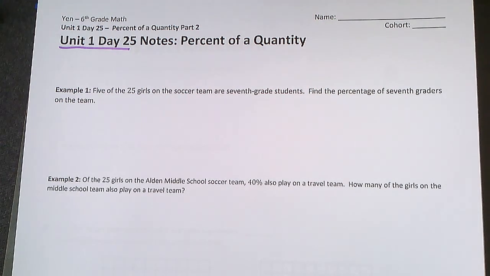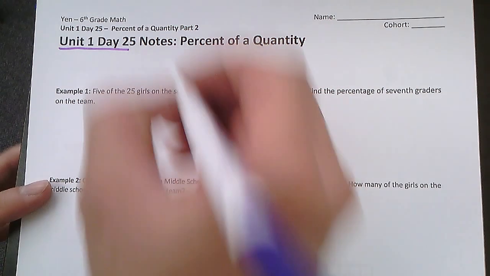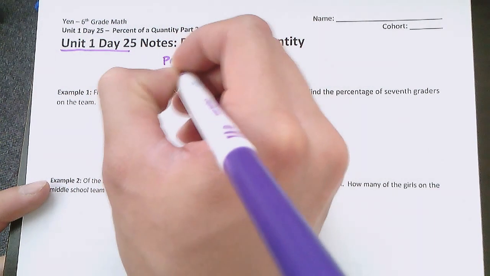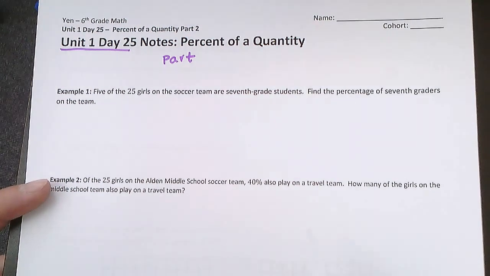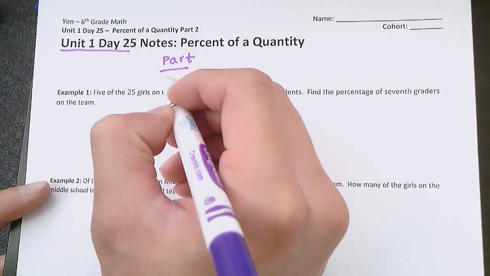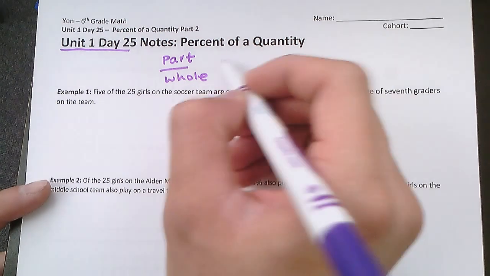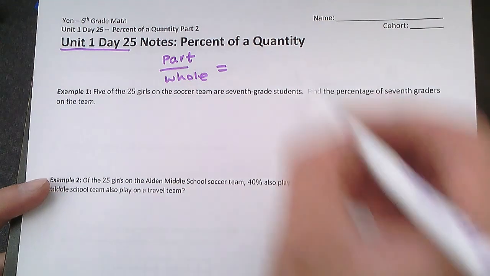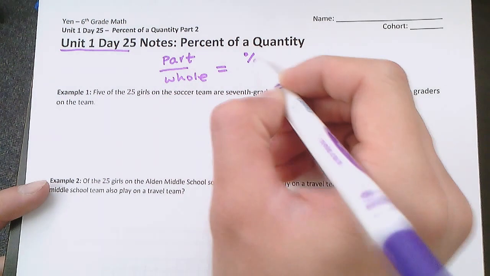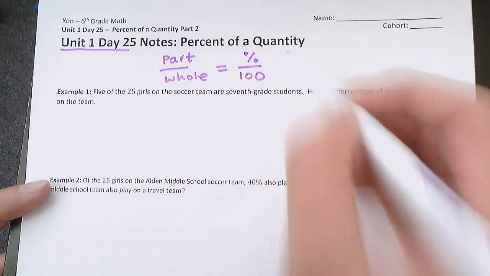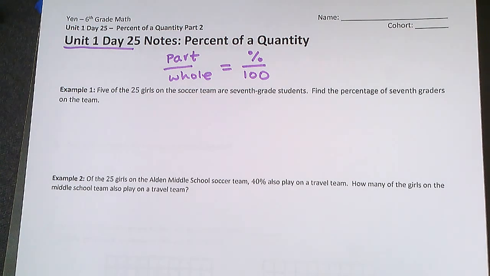In today's notes, we are going over how to find the percent of a quantity. Anytime we're trying to find the percent of something, the ratio that we can set up is, you're going to write this down, if you have some part out of a whole, that will be equal to whatever the percent is out of 100. Remember, a percent is a ratio always out of 100.